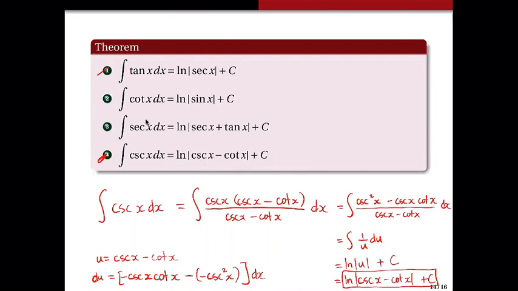As a hint, for your secant x, you expect secant x plus tangent x as a denominator. So you multiply and divide the secant x by this expression, secant x plus tangent x, and then you do the substitution, just like this guy here. The solution is very similar to this. Questions?